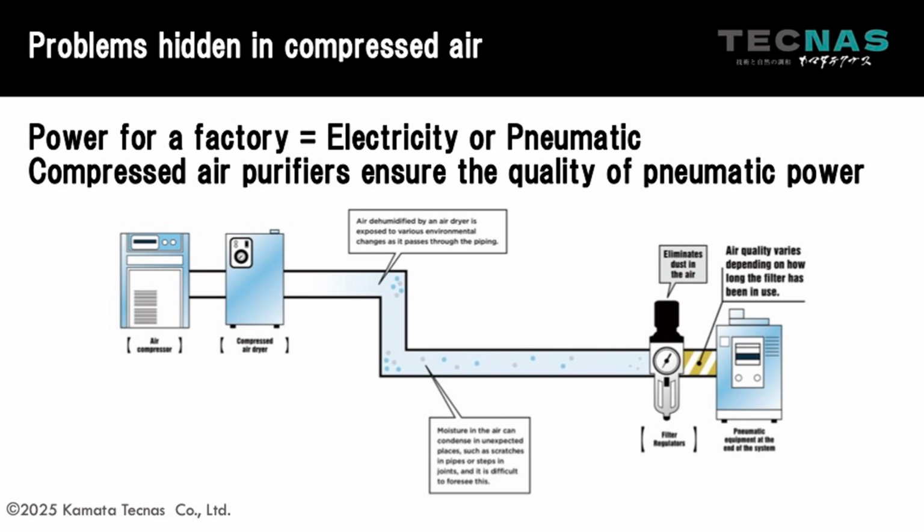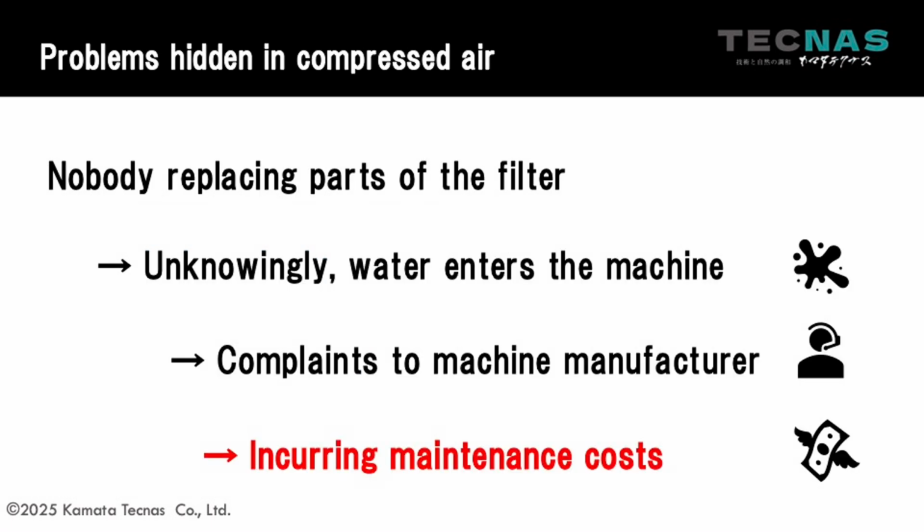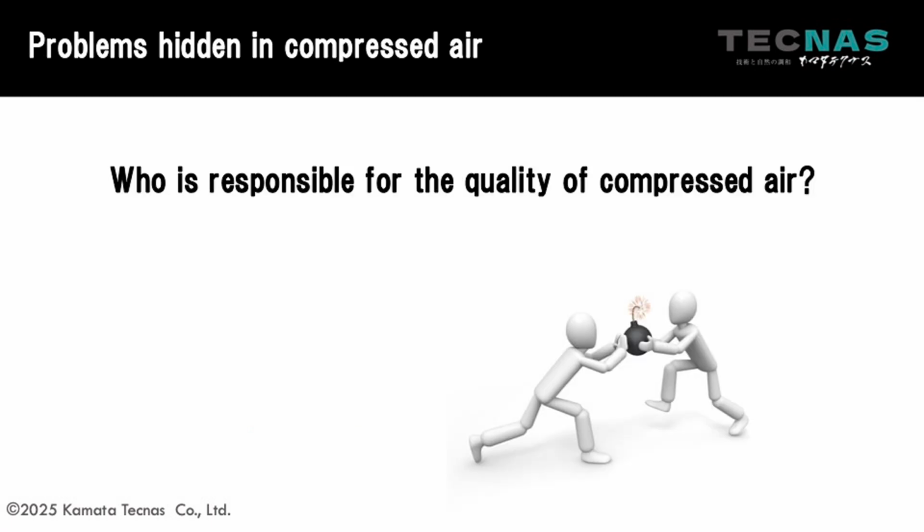Examples include air filters and air dryers, which you may be familiar with. However, these require regular maintenance and cannot fully address all condensation risks. For example, a problem like this can arise. Nobody replaces the filter parts, unknowingly. Water enters the machine, the customer complains to the machine manufacturer, incurring maintenance costs. Who is responsible for the quality of compressed air?